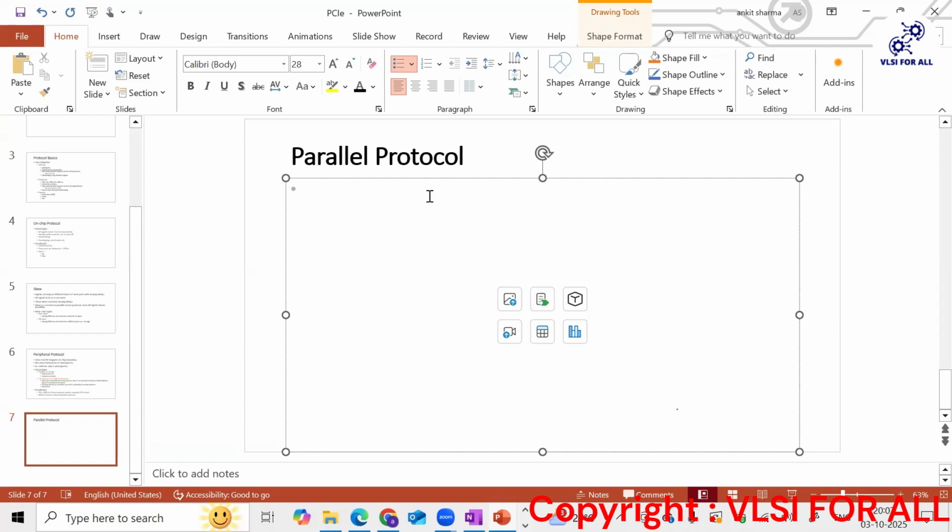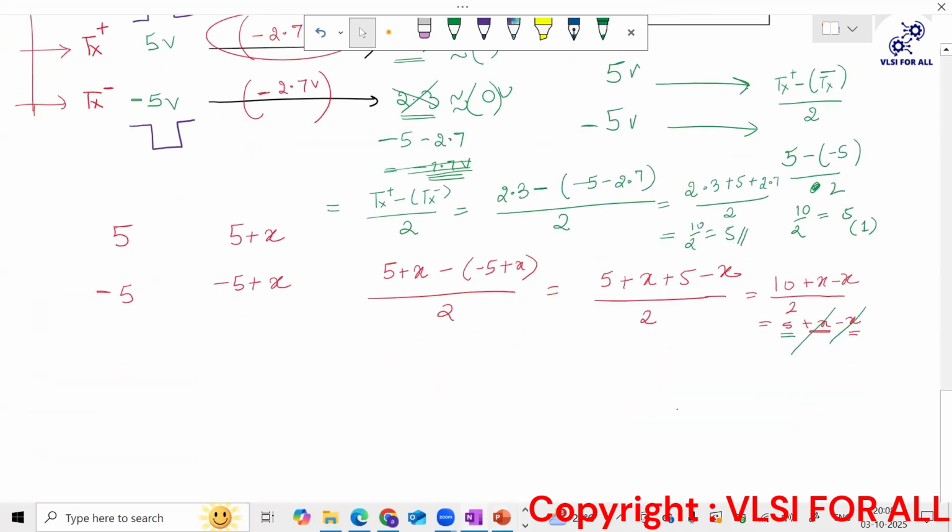And then serial protocol, based on point to point, point to multipoint, or multipoint to multipoint communication. The addresses are sent simultaneously, based on the signals. Good. Whatever you are saying, everything is correct.